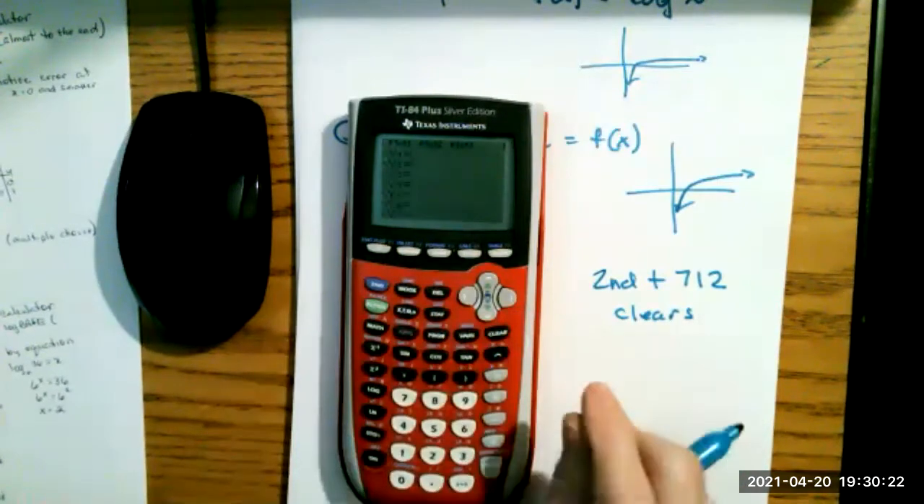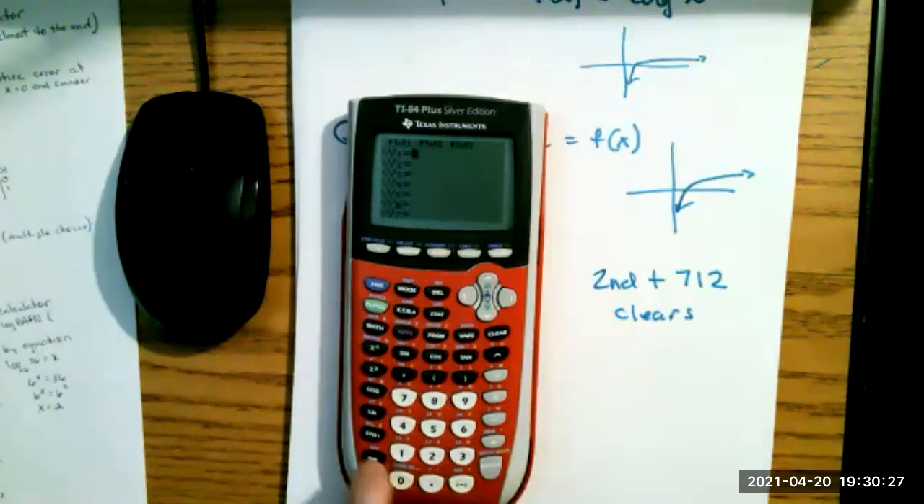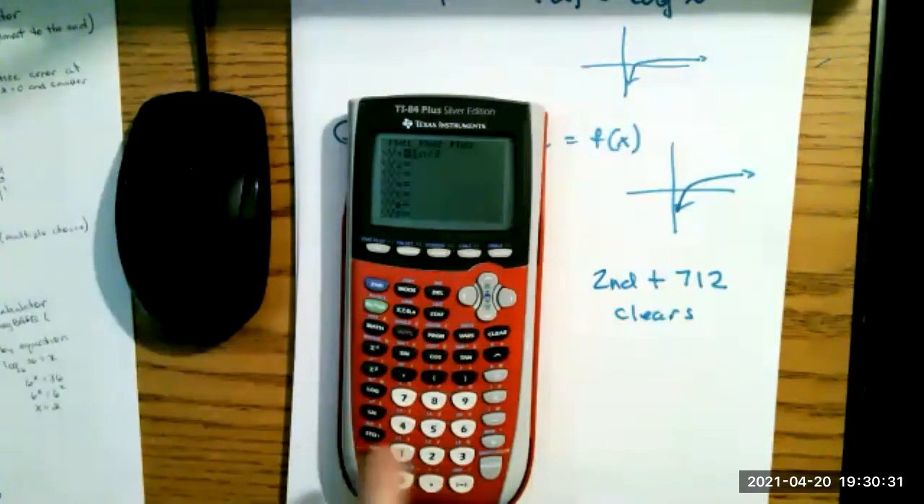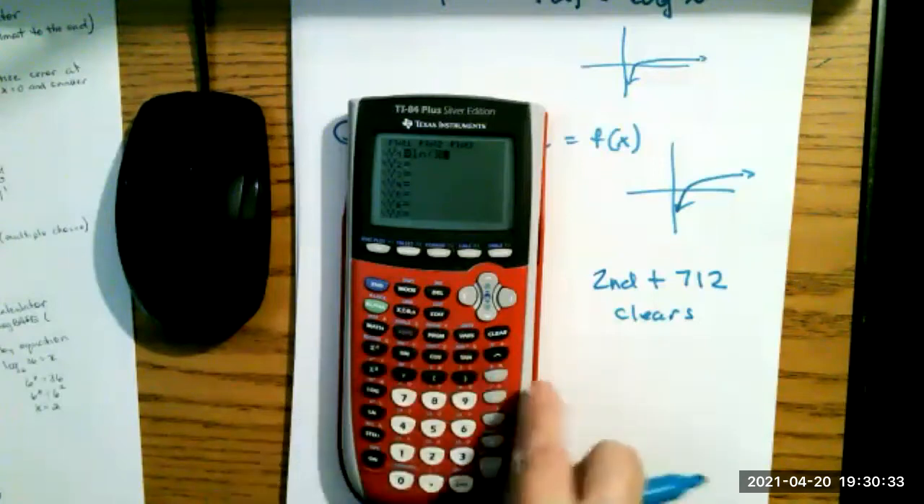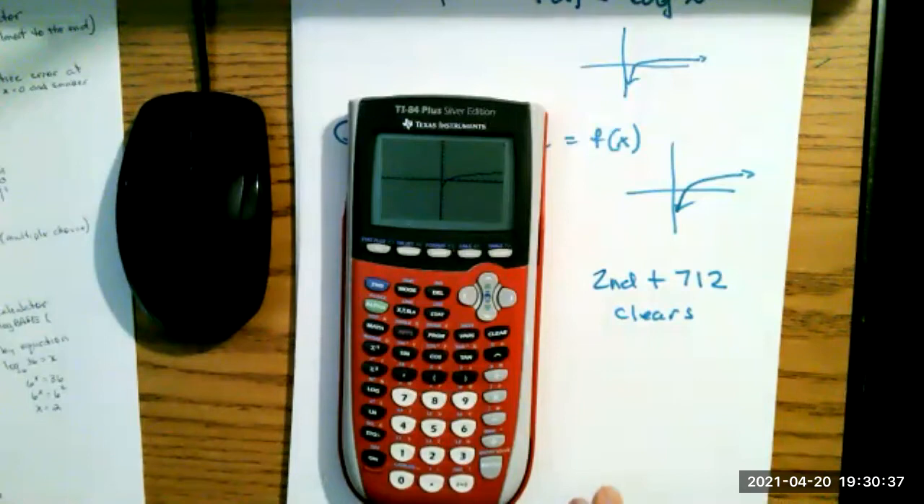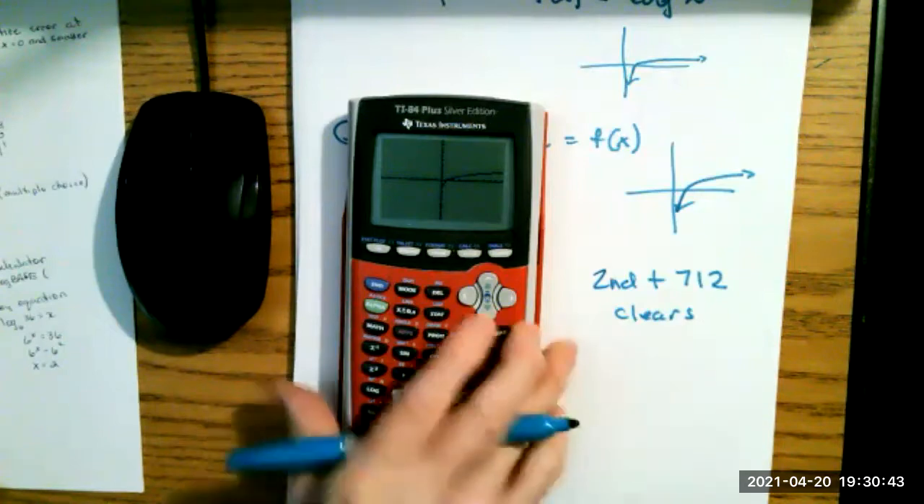Did it turn out okay then? The ln key is right there. Then you hit the x, and then you graph it. It should look like that. Everybody good?